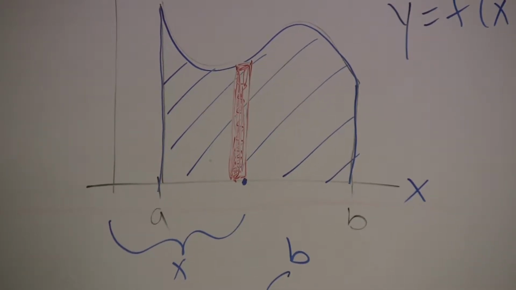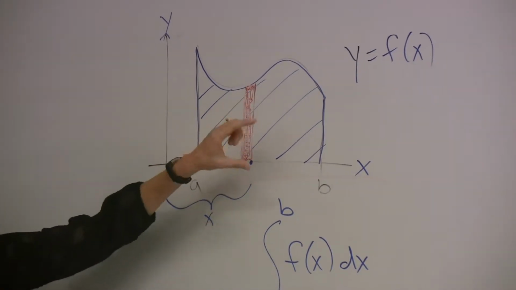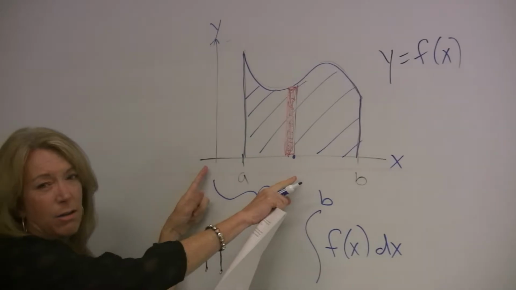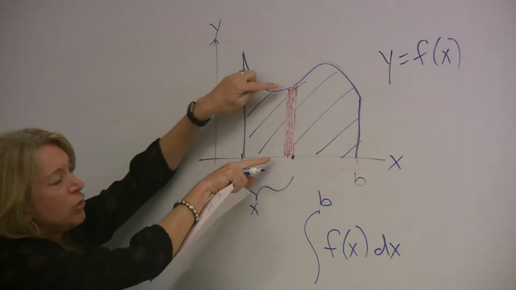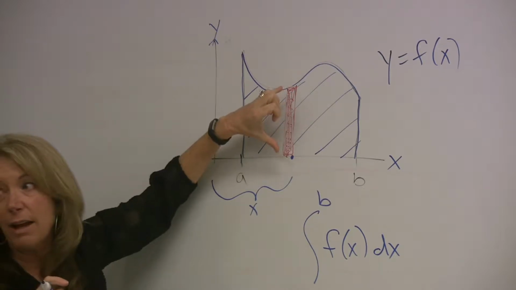X times y. Say it again? X times y, but the x is how far this is though, really. It's not the width of the rectangle. So my question is, how tall is this rectangle? What expression could I use for the height of that rectangle?